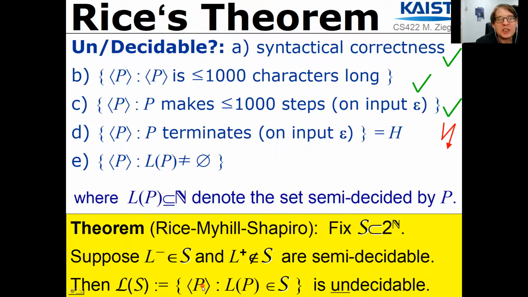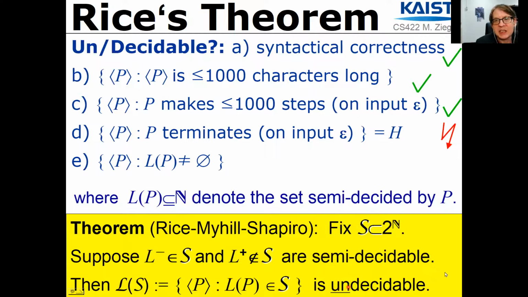This is in turn a decision problem, right? Let's give this decision problem a name, because this is really higher order. We're talking about sets of subsets. Here, every set of subsets gives rise to a decision problem on programs, namely whether the set X semi-decided by this program belongs to S or not.